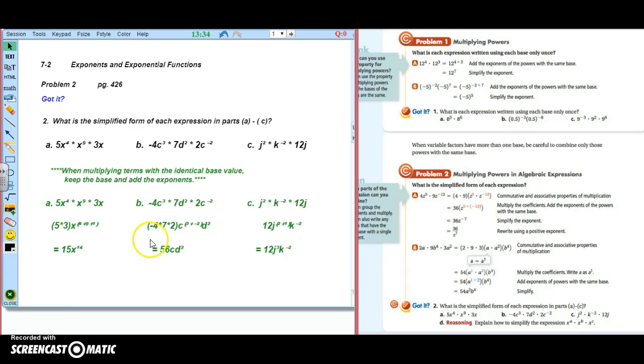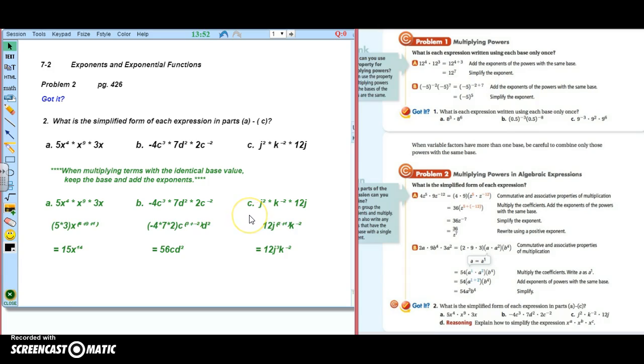So -4 times 7 times 2 gives us 56. C to the 3 plus -2 is C to the first, which again we don't write. We assume that that's a 1. And then the D squared. And that's as simplified as that can get.